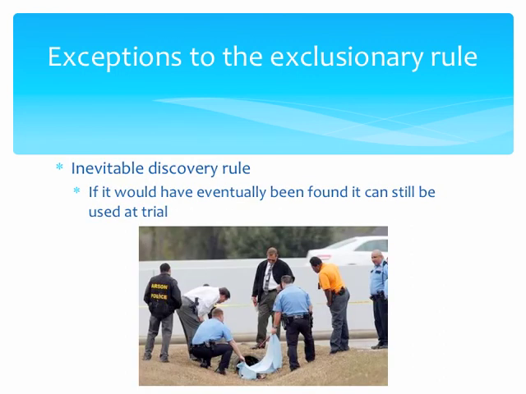The other main exception is known as the inevitable discovery rule. If the evidence would have eventually been found, it can still be used at trial. So if you confess to a crime, but they didn't tell you you had the right to remain silent, and in your confession you tell them exactly where the body is and you give them all the evidence, they can't use that against you unless it turns out that where the body is is somewhere that it would have been found naturally, inevitably over time. Then they can still use the body against you at trial.